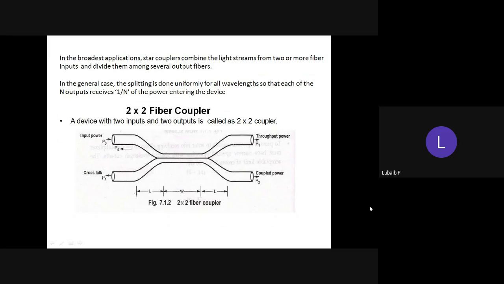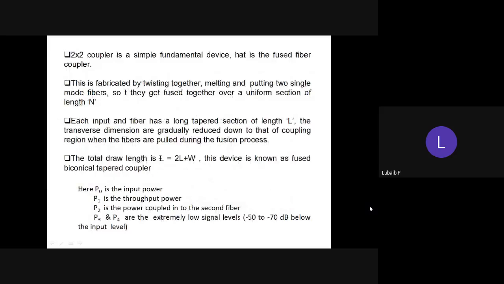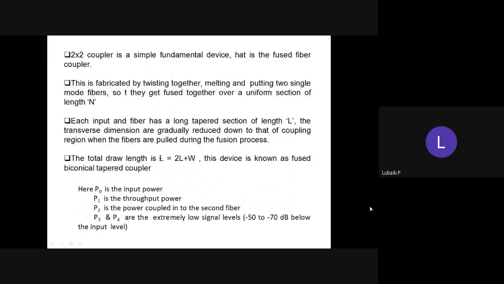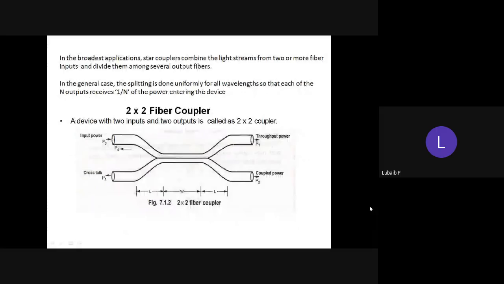You can see a 2 by 2 coupler in this figure. The 2 by 2 coupler is a simple fundamental device, the fused fiber coupler. You can see the fused fiber in the middle of this coupler. It is fabricated by twisting together, melting, and fusing two single mode fibers.